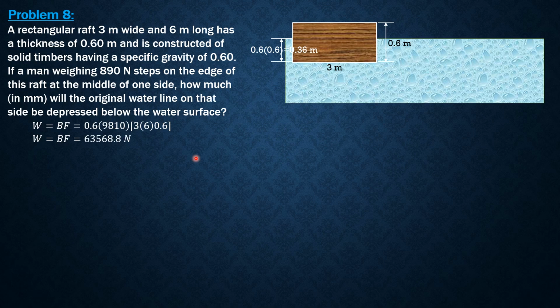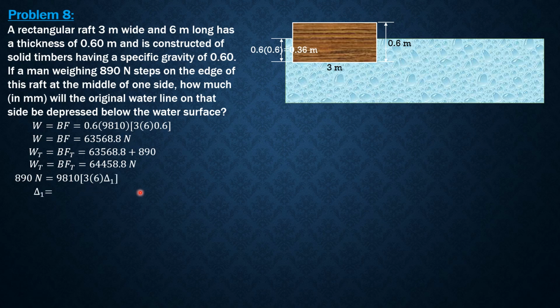63,568.8 newtons. With the presence of the man, the total weight, which is also the total buoyant force, would be 63,568.8 plus the weight of the man, 890. So it is equal to 64,458.8 newtons. Now, with the presence of the man, the raft is already depressed by delta 1, where 890 equals the buoyant force, 9810 times 3 times 6 times delta 1. So the man can depress the raft, if he stays at the center, by 5.04 mm.